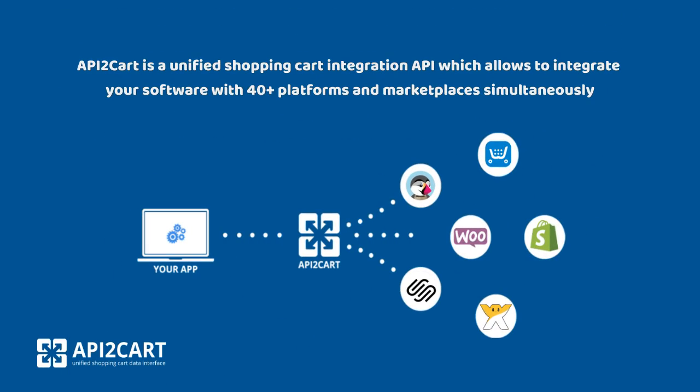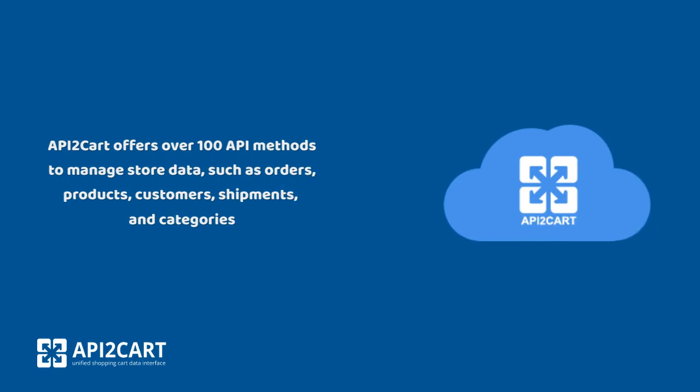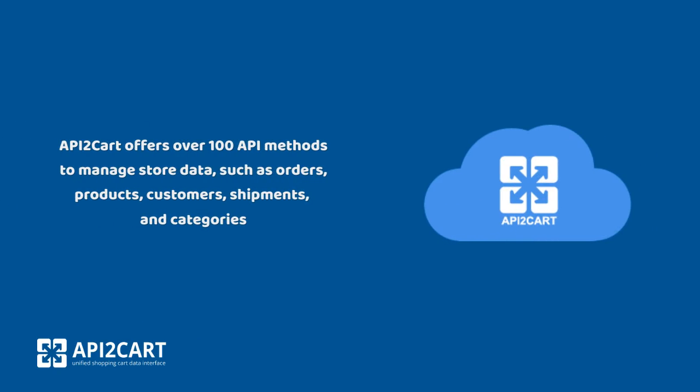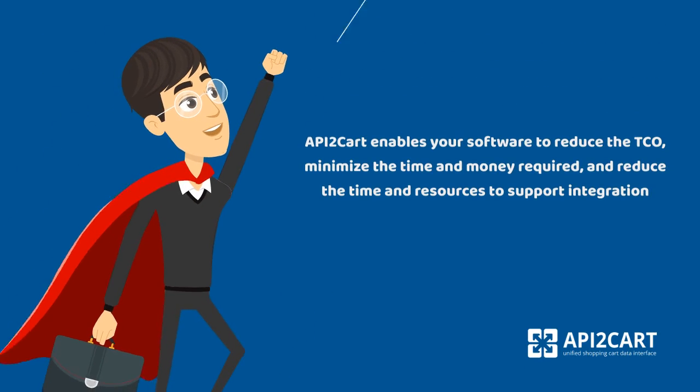API2Cart is a unified shopping cart integration API which allows you to integrate your software with 40+ platforms and marketplaces simultaneously. API2Cart offers over 100 API methods to manage store data, such as orders, products, customers, shipments, and categories. API2Cart enables your software to reduce the TCO, minimize the time and money required, and reduce the time and resources to support integration.